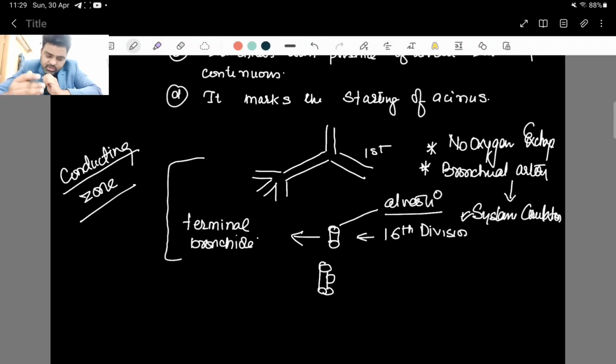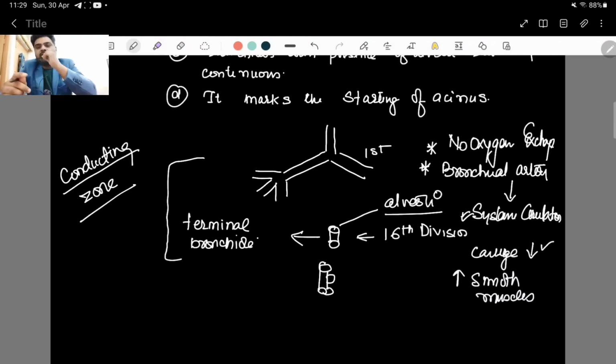Now, as we go from proximal, that is from the first division to the second, third and fourth division, the number of cartilage decreases and the amount of smooth muscle increases. So if we ask about a feature of the terminal bronchiole, in the conducting zone the maximum amount of smooth muscle is present in the terminal bronchioles. From the first division till the 16th division, there is a decrease in cartilage and an increase in smooth muscle. This is the conducting zone.